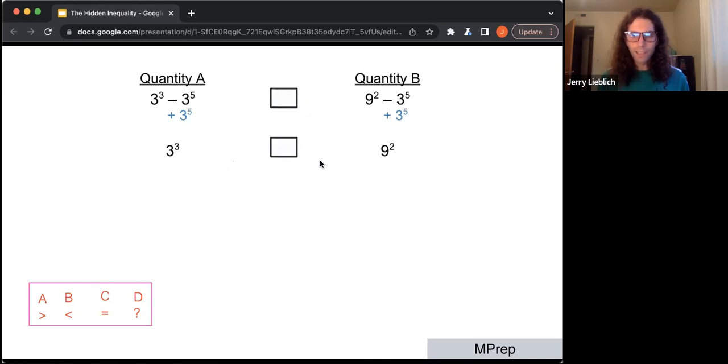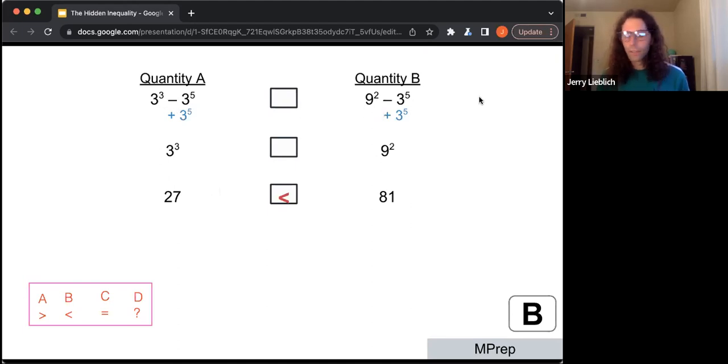Now, this looks a lot better. I could just put in my calculator 3 times 3 times 3 and 9 times 9, or maybe I know these, and I can see that b is greater. Now, of course, could I have done that from the start? Sure. But it's worth it to do the little bit you can to make this part a little bit easier. Let's try another one.